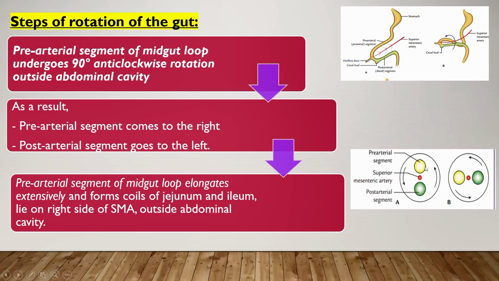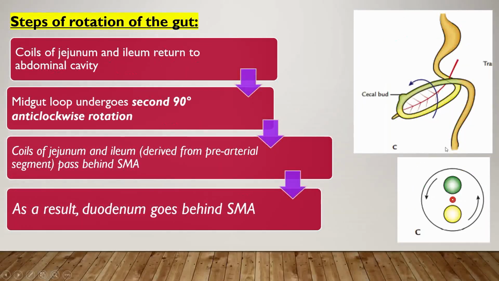Okay, so one thing you should remember, first there is a rotation happening, the first 90-degree rotation, and along with that, elongation of the pre-arterial segment is also happening. Now you can see here the coils of jejunum and ileum will return to the abdominal cavity. Now the second 90-degree anti-clockwise rotation will happen.